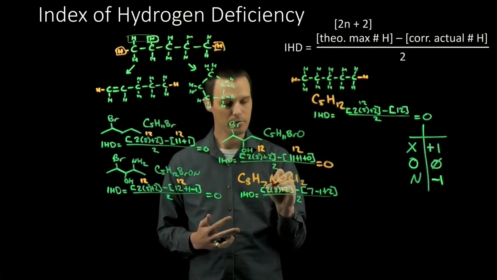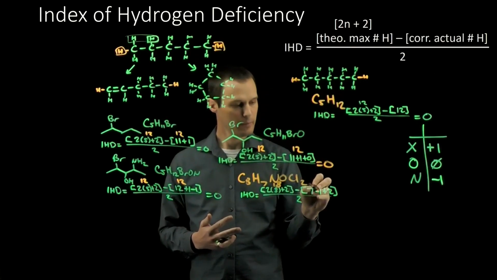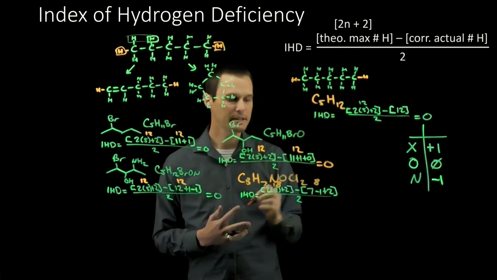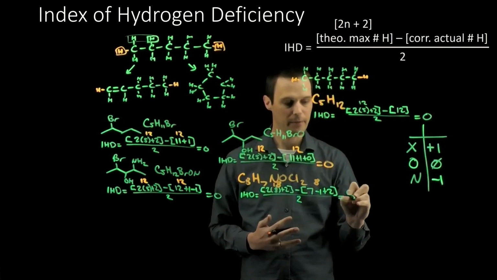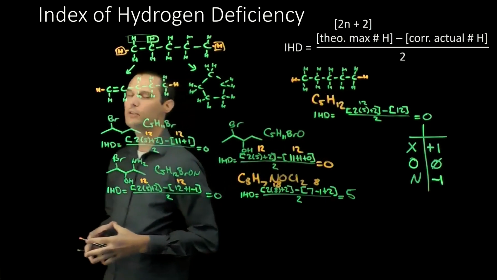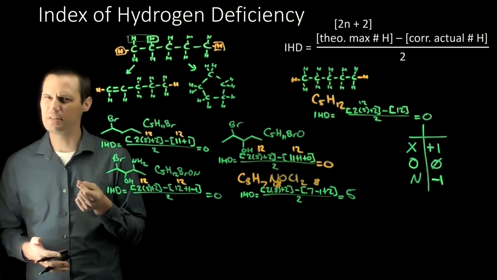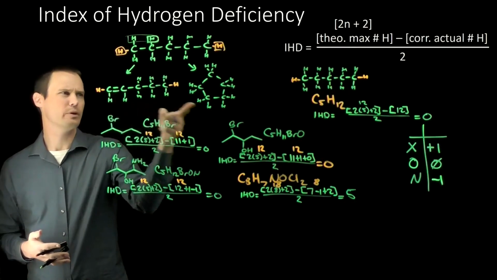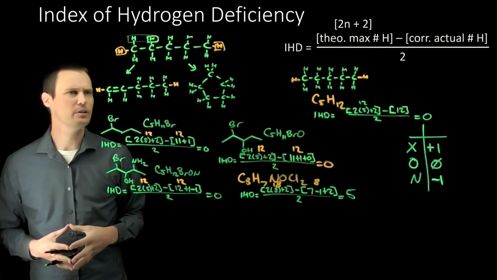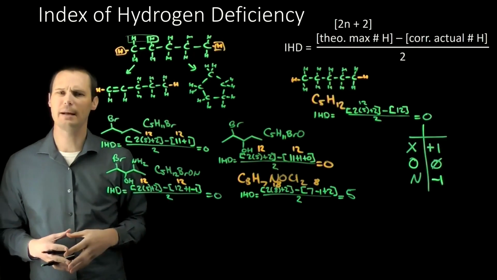2 times 8 plus 2 is 18. 7 minus 1 plus 2 is 8. 18 minus 8 over 2 is 5. There are 5 degrees of unsaturation in whatever this molecule is. That's a lot of degrees of unsaturation. I mean, we're looking at the ways that we can have degrees of unsaturation. 5 is kind of a lot.